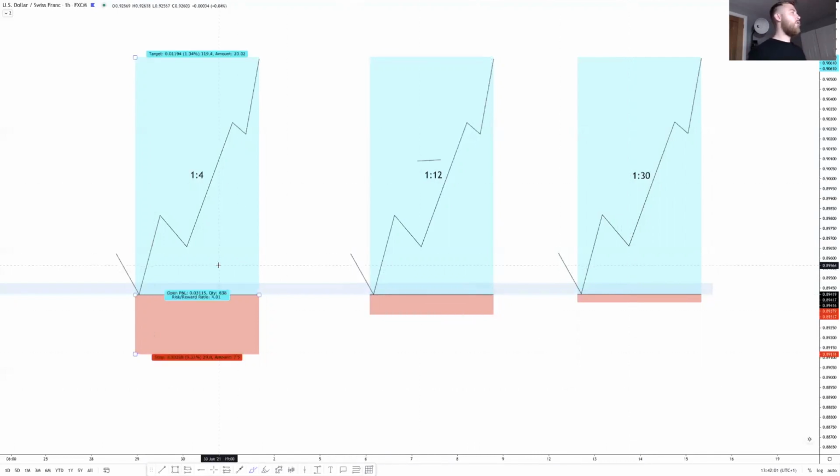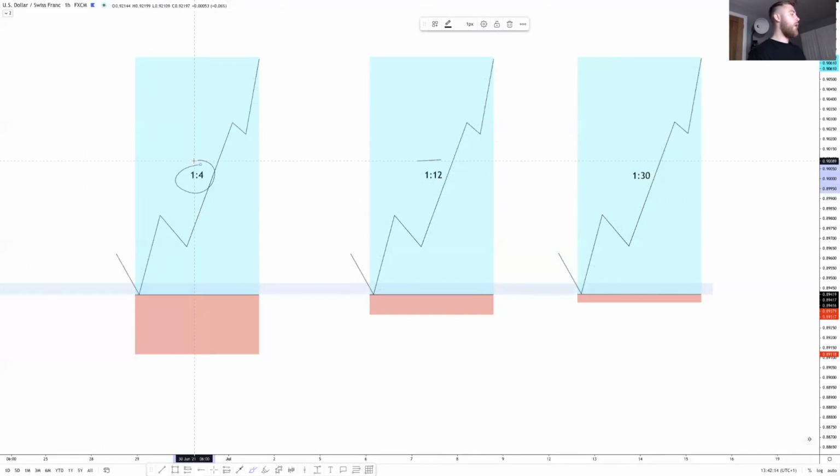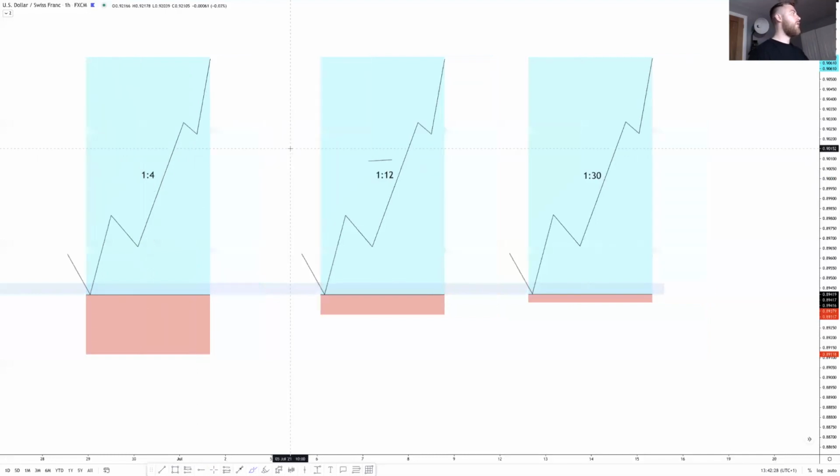A standard sort of trade would maybe look something along the lines of this, where we'd have a 30 pip stop loss and a 120 pip target, and that would give us a 1 to 4 risk to reward. Now that's perfectly fine, but we can get more out of a position. If we're risking 1% of our capital, would we prefer to get 4 back, or would we prefer to get 12 or 30 back? That's what I'm going to be explaining here.